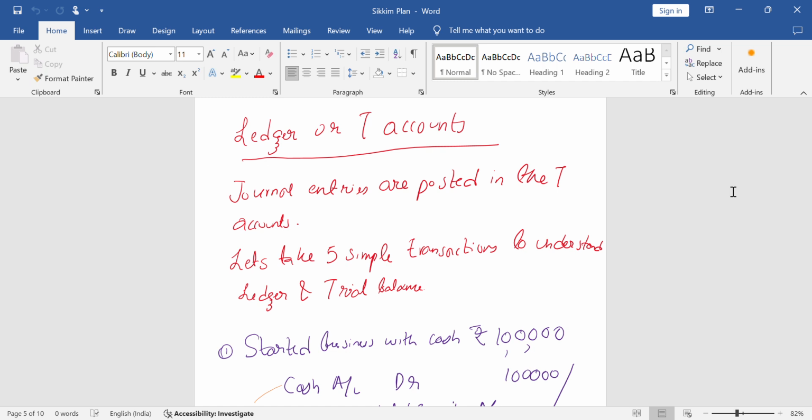So what is ledger? Journal entries are basically posted into T accounts, which is known as journal entries posting. So let's take 5 simple transactions to understand the entire ledger and trial balance process.